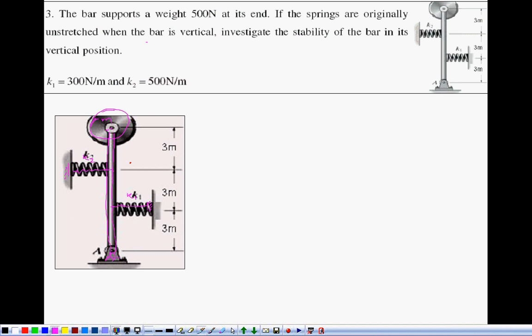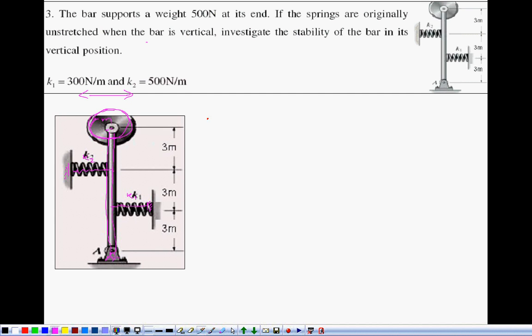As you can see here, when it is in the vertical position, and let's say K1 and K2 are in their unstretched condition, there is no force in the horizontal direction. And therefore there is equilibrium, right? So in order to find out the stability, we need to write the potential energy of this particular system.